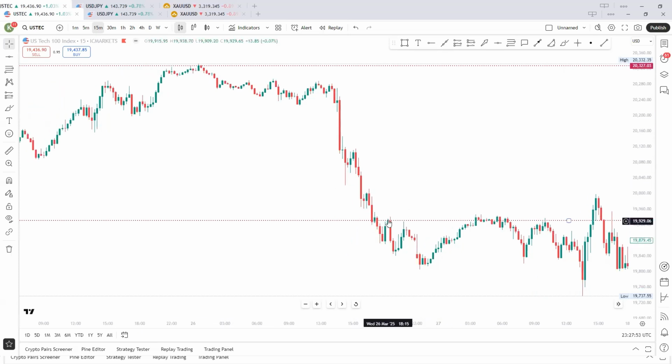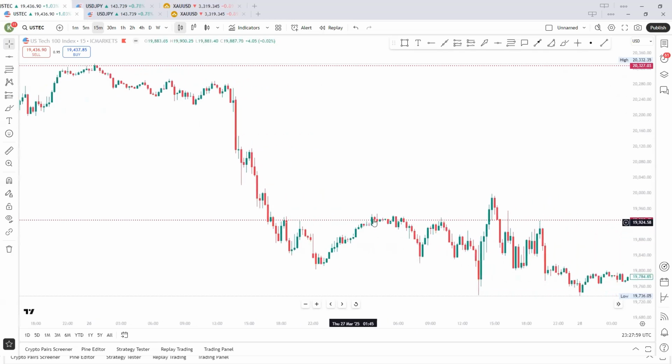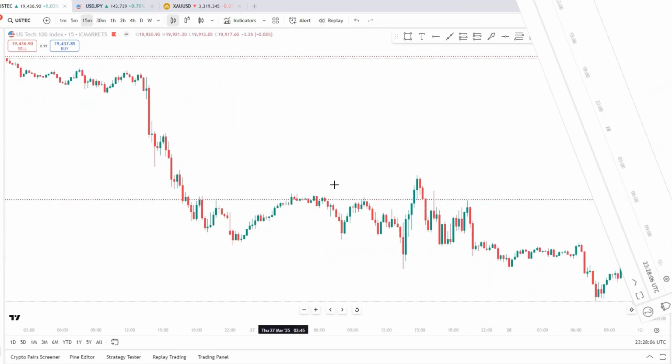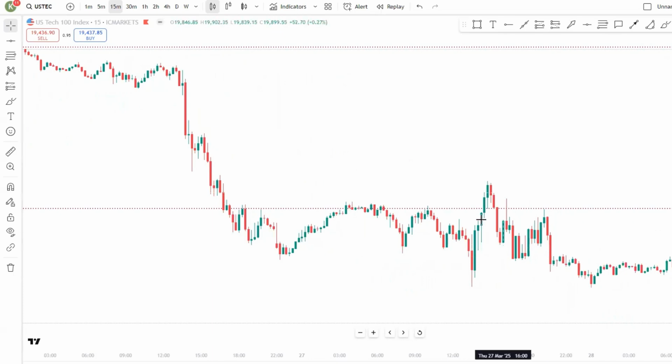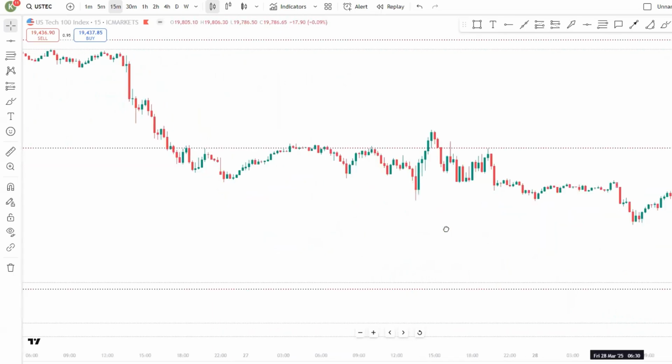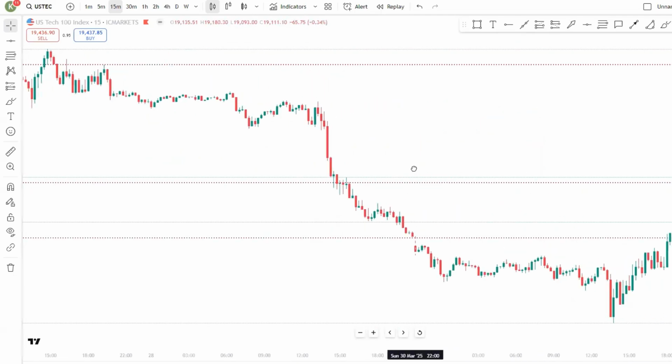Same thing here. We came, pulled back into this zone, rejected, rejected again. Possibilities that whenever we come here, we're going to do the same thing, which we kept doing. We kept rejecting from this area. A little bit of liquidity grab right here. And then, of course, you can see that we dropped massively, right?